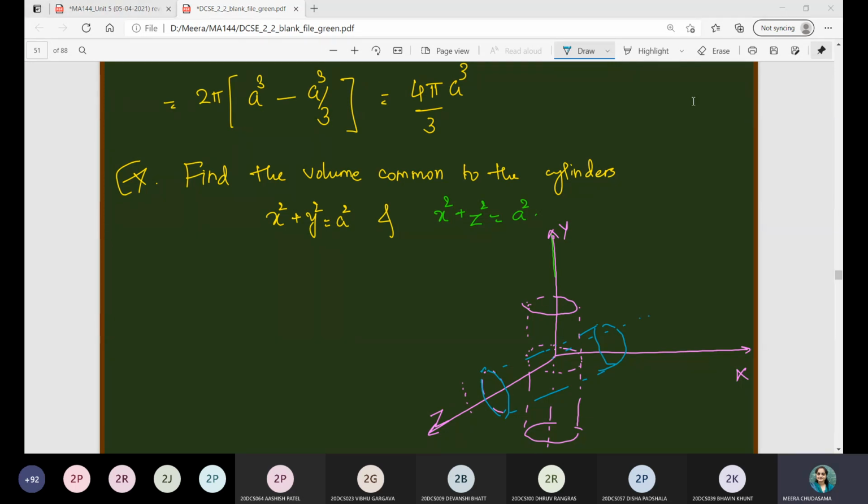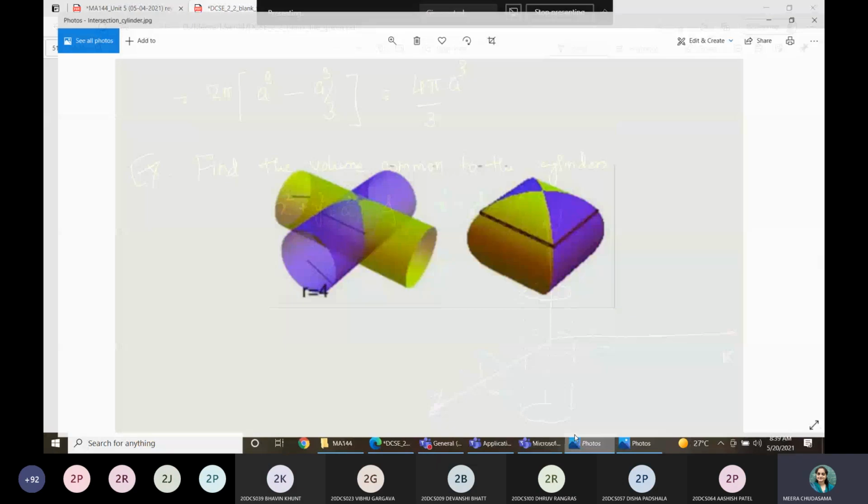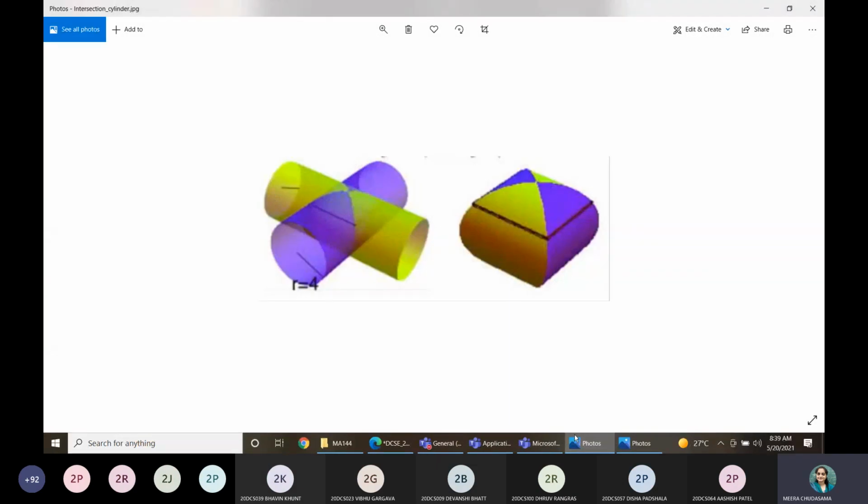Let me show you my entire screen. Is this picture visible to you? Where I have shown you two cylinders with yellow and purple color. Yes, ma'am. So you can see that this is one cylinder with the purple color, and another cylinder is with the yellow color, and besides it the intersection part is shown. You can see that. This is how the intersection will be.